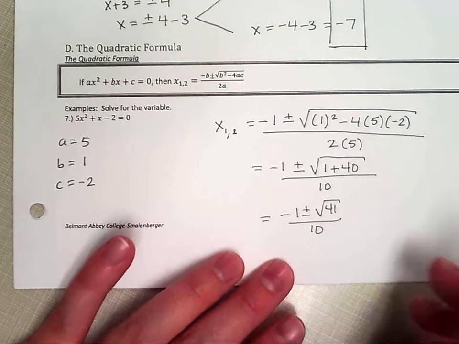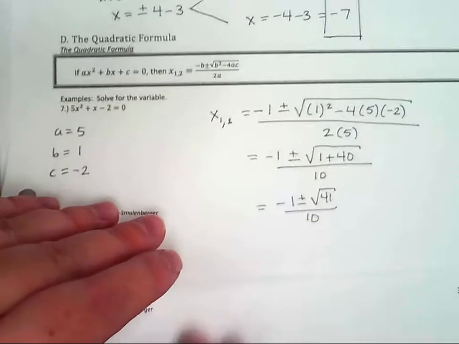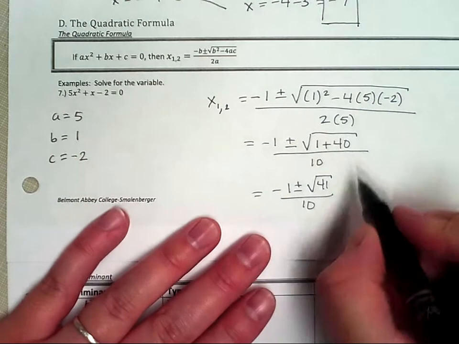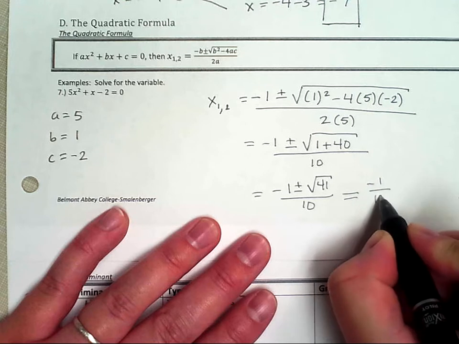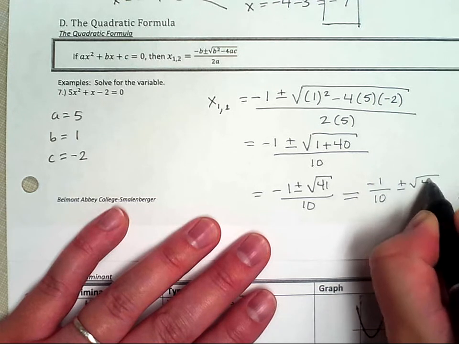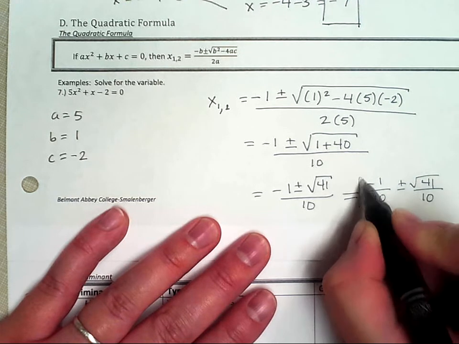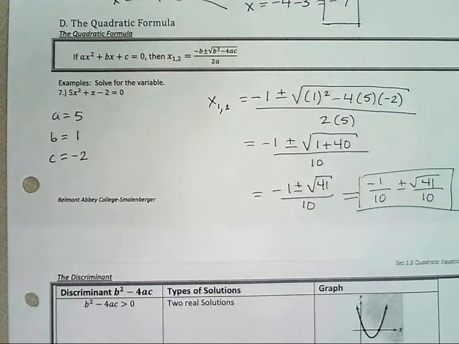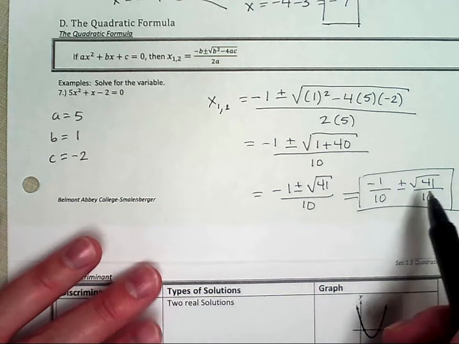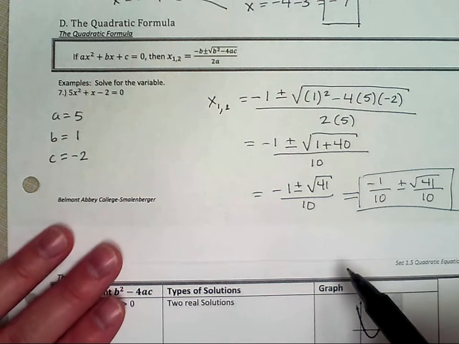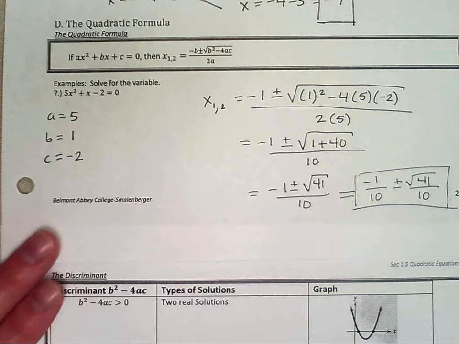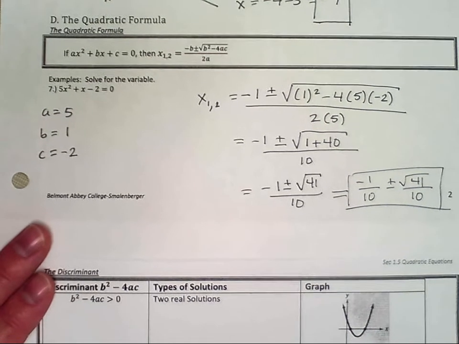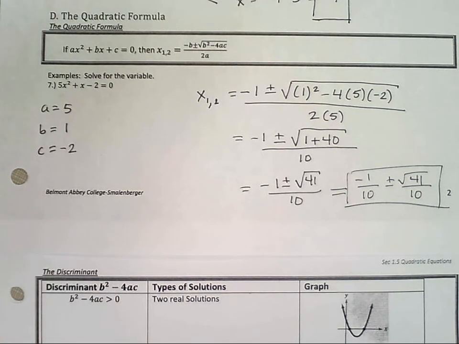The only way I see that I could simplify this is writing 2 different fractions. So if I'm adding and subtracting in the numerator, then I can rewrite that as negative 1 over 10 plus or minus the square root of 41 over 10. And that's only good when I'm adding and subtracting in the numerator. If I was adding and subtracting in the denominator, I could not do that little split up thing. Okay? I think you guys have done this stuff a bunch, yeah?